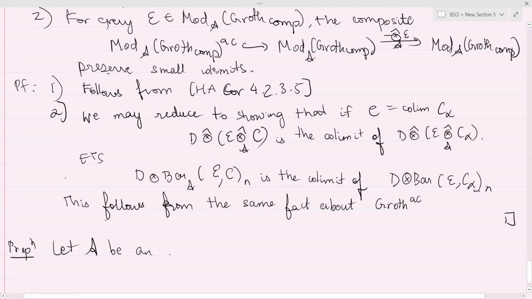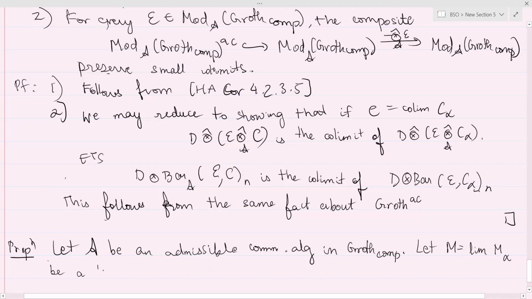So for the last proposition, once again we work with an admissible commutative algebra A in Groth comp, and let M equal to limit of M alpha be a limit diagram with left exact transitions, and let N be an A module.